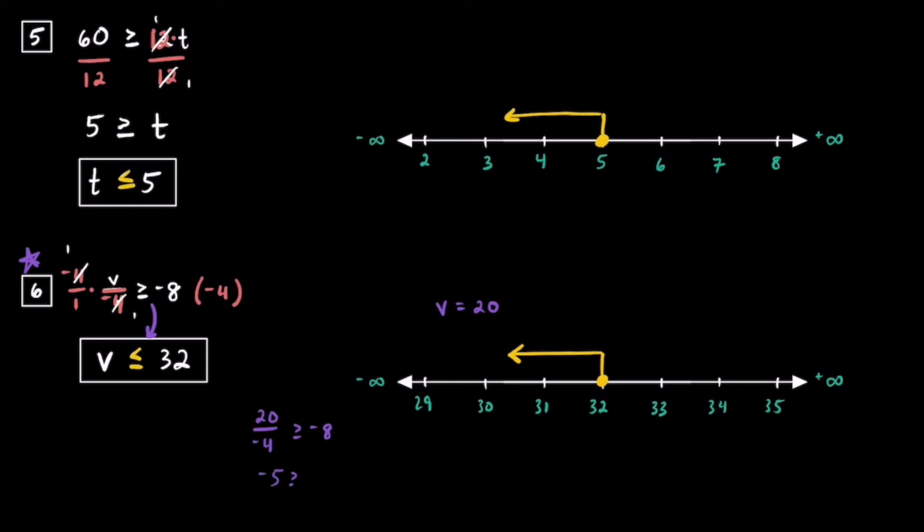And since negative 5 is greater than or equal to negative 8, it's greater than negative 8, then this does check out, right? If this wasn't true, then we must have flipped the wrong way or we forgot to flip it. So that's kind of like a backup way you can check it just in case.